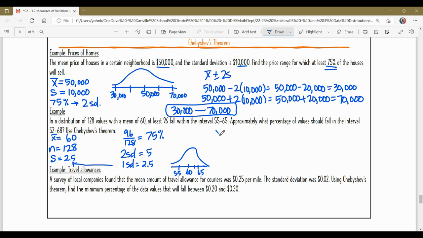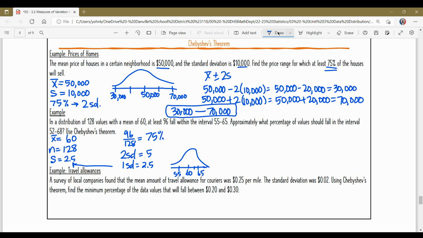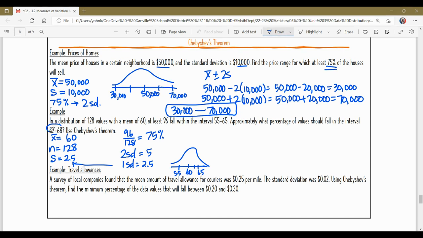Now I can go over here and do X bar plus or minus 2 standard deviations. No, my bad. Now I need to figure out what percentage. I don't know if it's 75%. I don't know because I have this new interval right here, 52 to 68. I know it's going to be bigger than 2 standard deviations. I know it's going to be bigger than 75%. So now we need to figure that out.